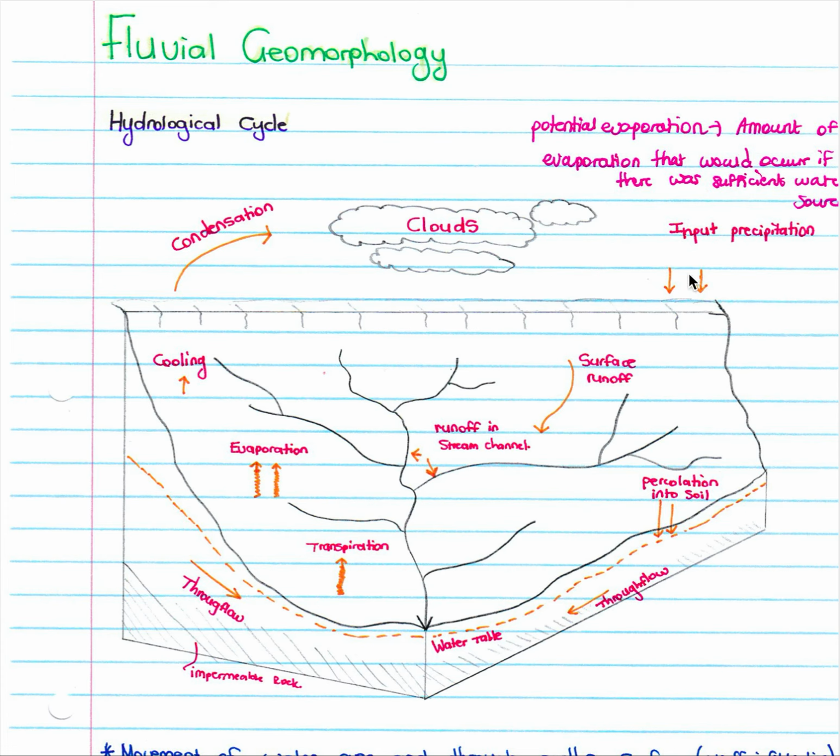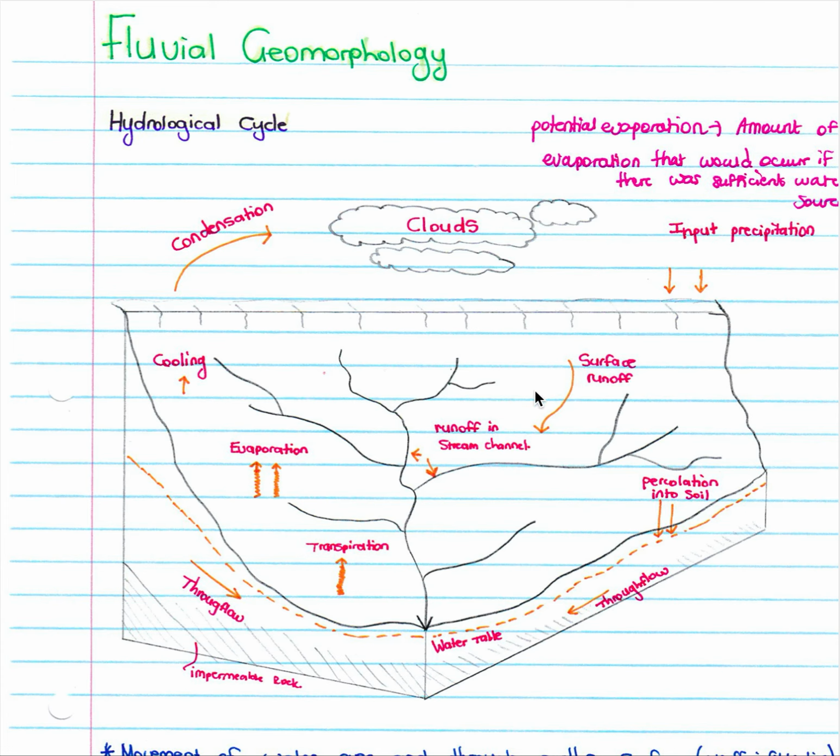Now, precipitation falls in the form of snow, hail, rain, sleet, and it falls as input. This is how we get our water. Now, when it falls on the earth, it becomes surface runoff. It runs off our surfaces, and from there, it can percolate into the soil, in which it moves downwards into our soil and becomes part of through flow, which eventually moves into our water table.